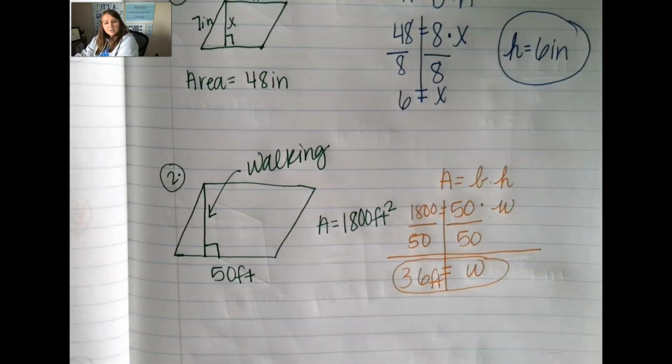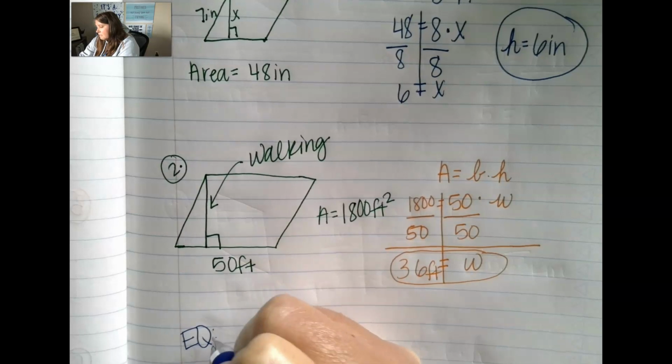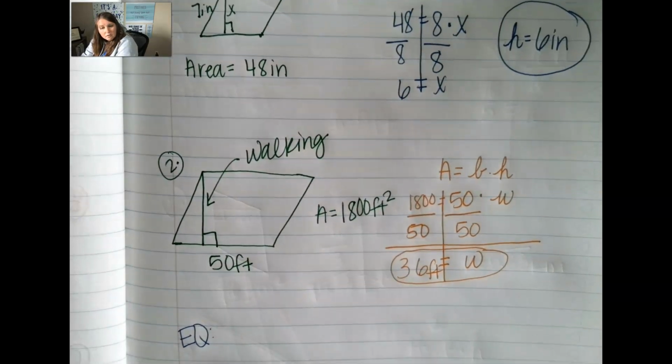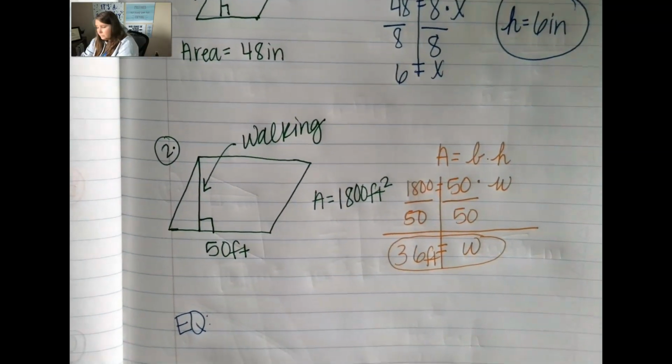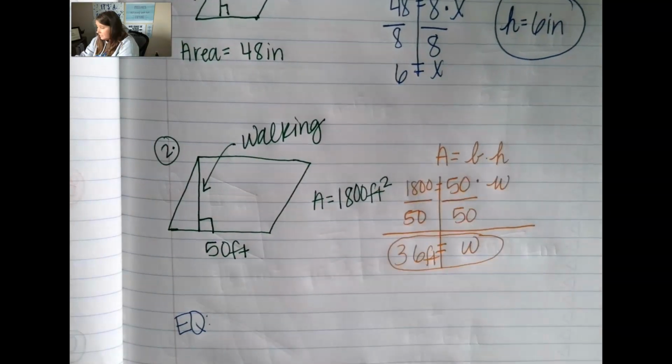Go ahead now and answer your essential question. How do we find the missing dimension of a parallelogram? It's all in the formula.